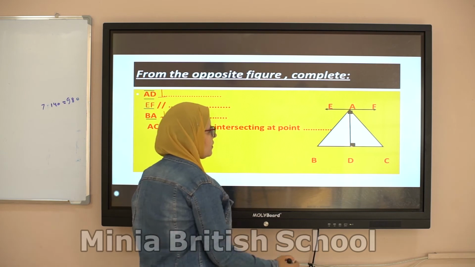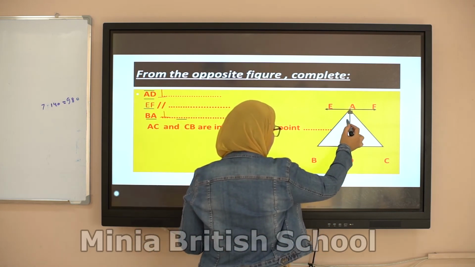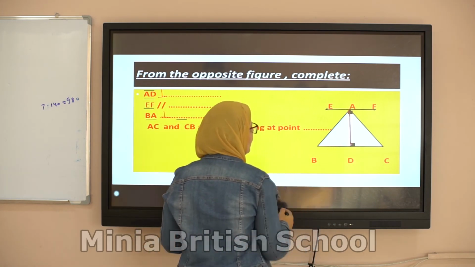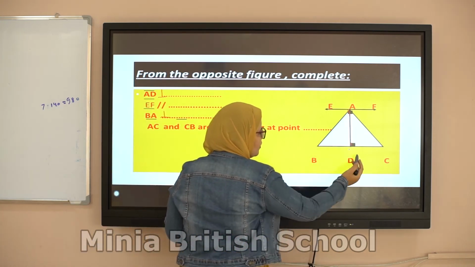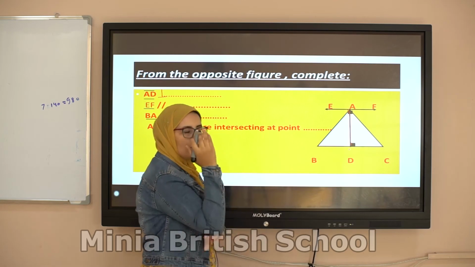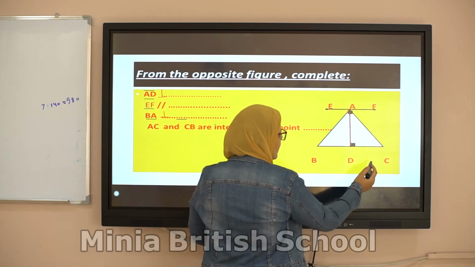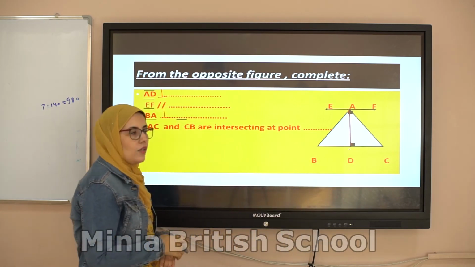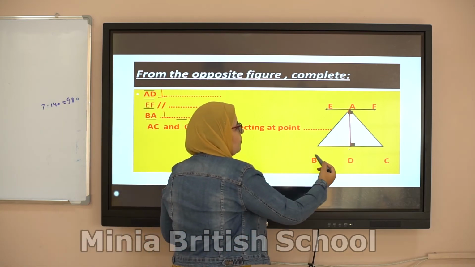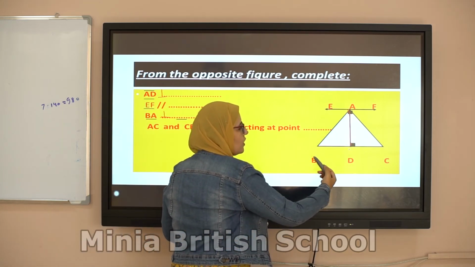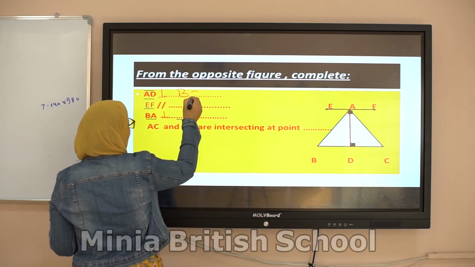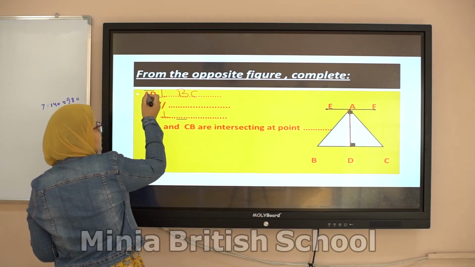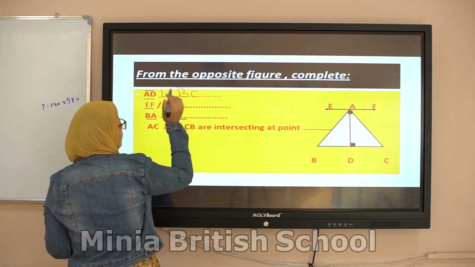Where is AD? This line. AD is perpendicular on what? Standing on what? Actually, BC. So AD is perpendicular or standing on what? BC. So I will write BC. And because here he wrote this sign, I will write it.